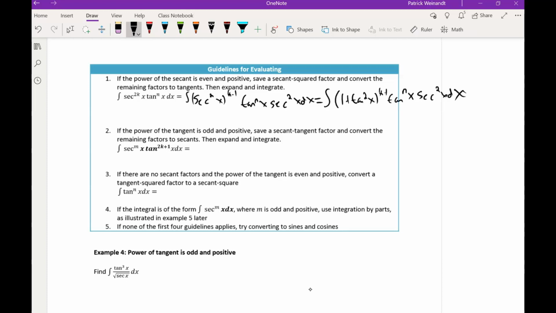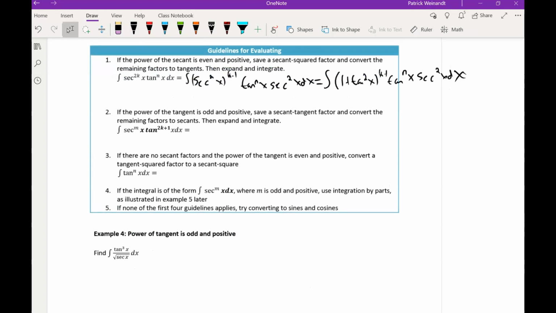Okay, so in rule number 2, if the power of tangent is odd and positive, save a secant tangent factor and convert the remaining factors to secants. The reason you save a secant tangent factor is because if you convert everything to secants, the derivative of secant is secant tangent. So you get everything so it's u du, and then basically integrate using the power rule again.